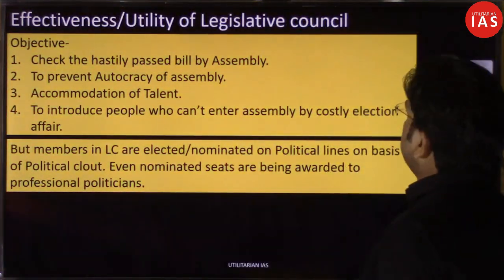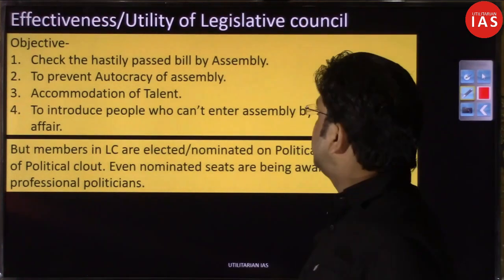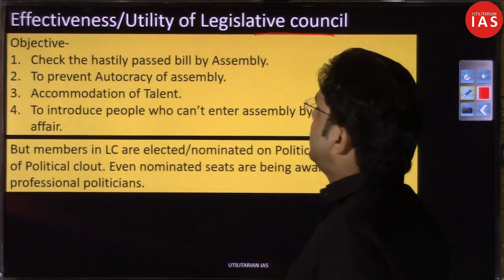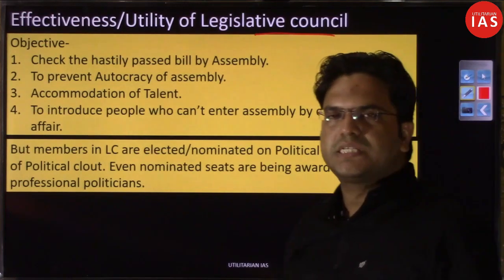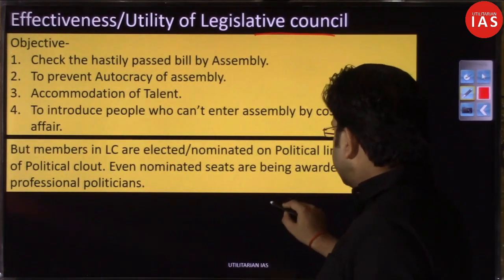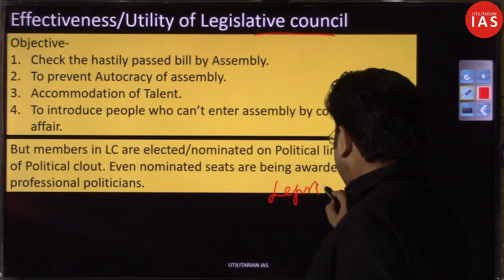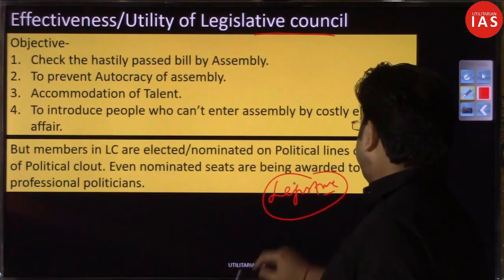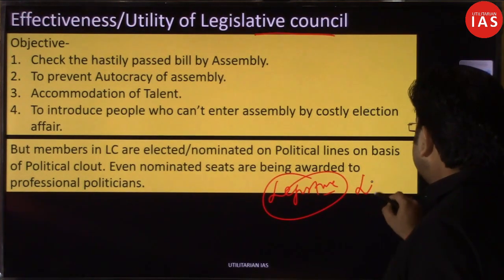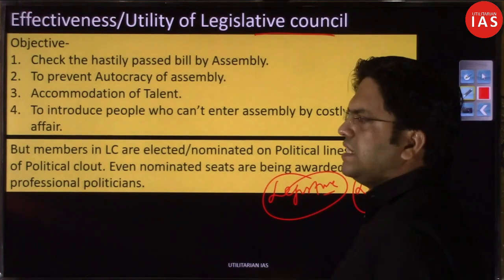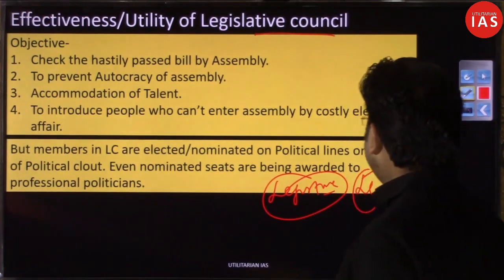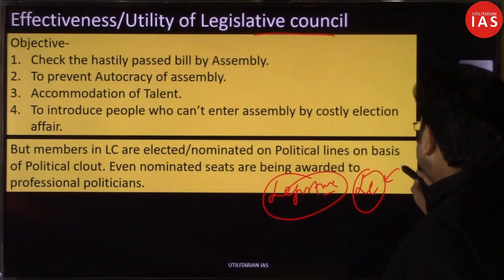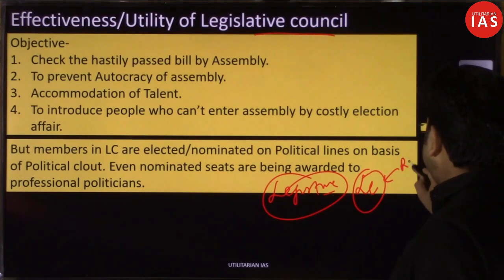Now, we are moving to the next point: effectiveness and utility of the Legislative Council. You will have much clarity on this when we discuss the legislative process. You will see a few of the weaknesses of the Legislative Council, how powerless it is, and when I say powerless, I am talking in relative terms, how powerless it is with respect to the Rajya Sabha.